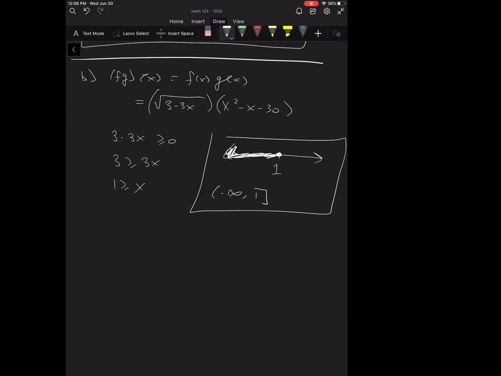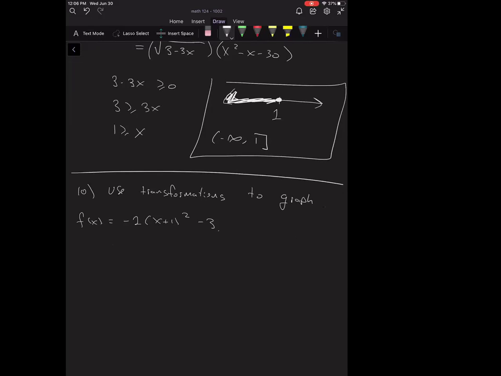Okay, and the last question from this test, question number 10. So we want to use transformations. Use transformations to graph f of x is equal to -2 times (x plus 1) squared minus 3. And then we want 3 points on each graph.